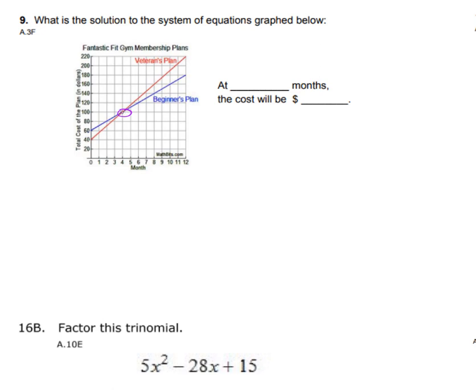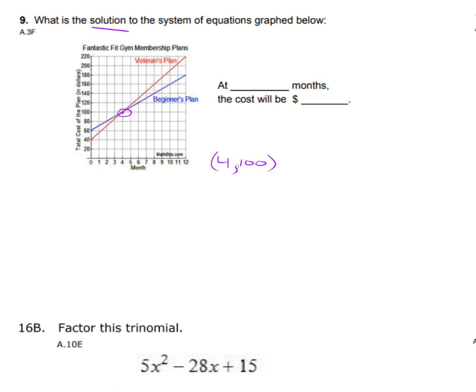So here's your intersection point, right? And that intersection point is what I'm looking for because that's my solution. Your solution is where the two lines intersect. So my x value is 4. My solution really is 4, comma, 100. But it doesn't look like they just want the solution. Sorry, let me write that a little bit neater. So it's 4, comma, 100.